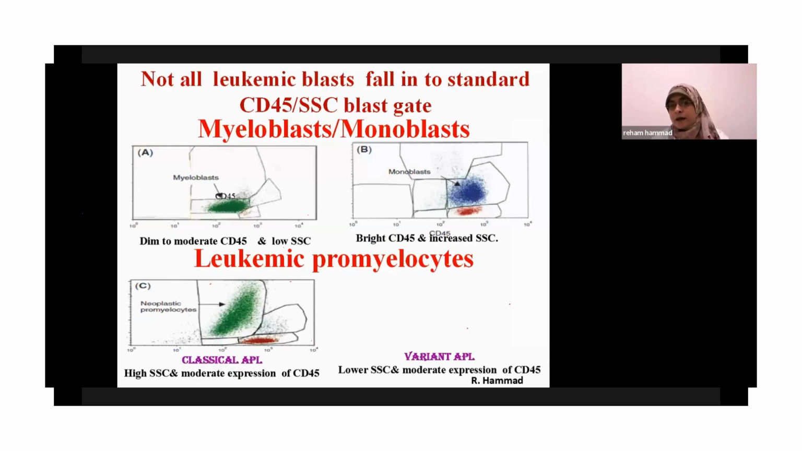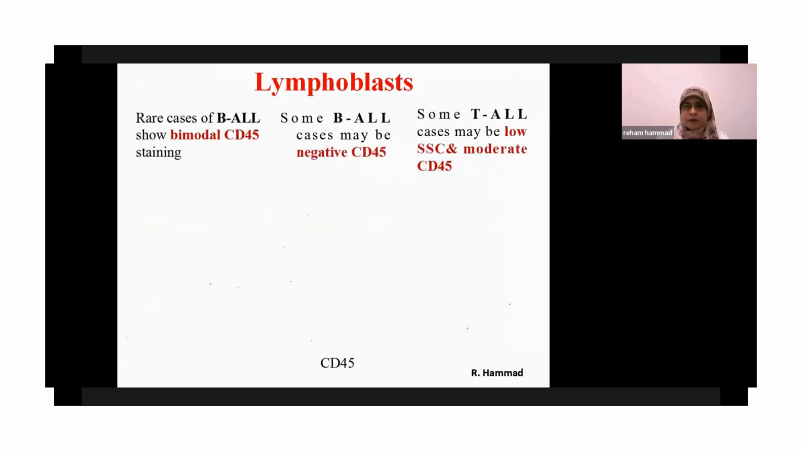ALL, acute lymphocytic leukemia, lies in the neutrophilic area. The variant, acute pro-lymphocytic leukemia, lies at a lower side scatter than the neutrophilic area. It looks a bit like the monocytic area. It's not specifically the monocyte, but very similar.